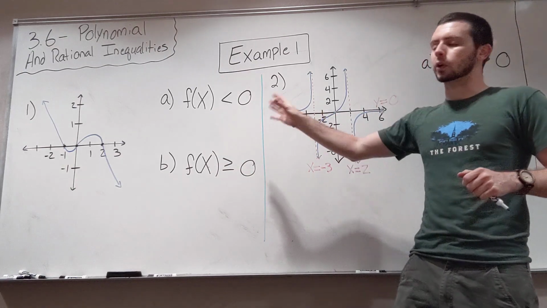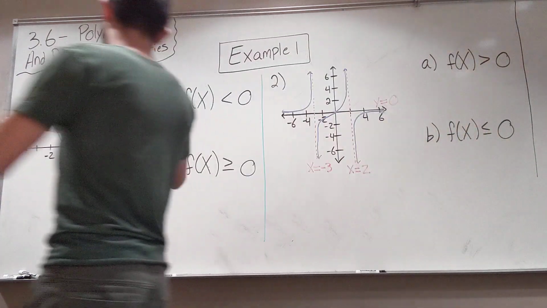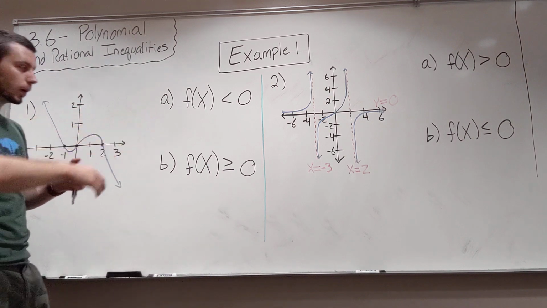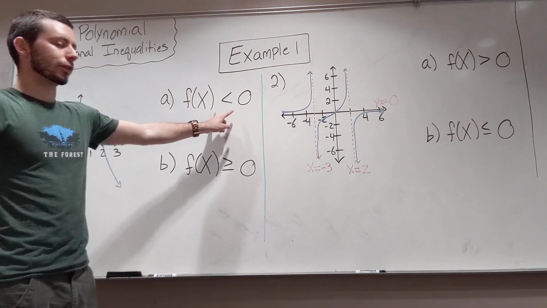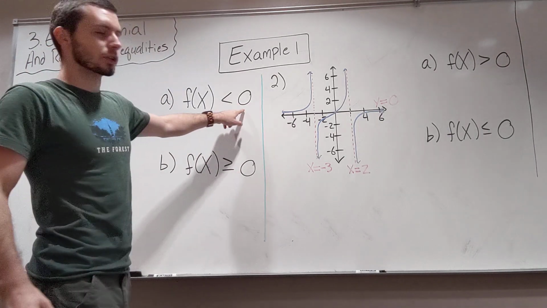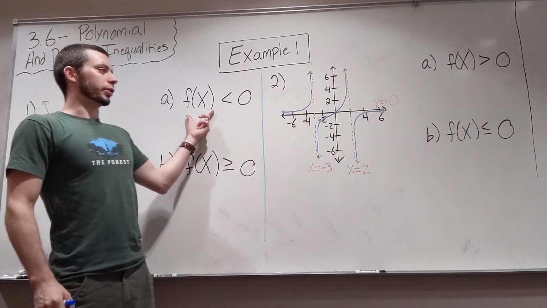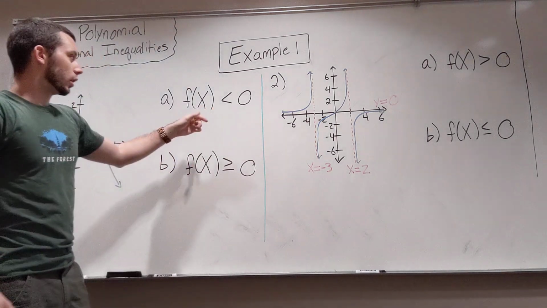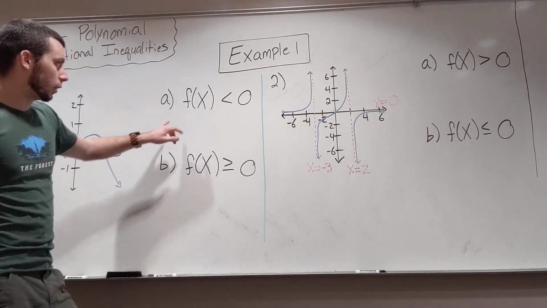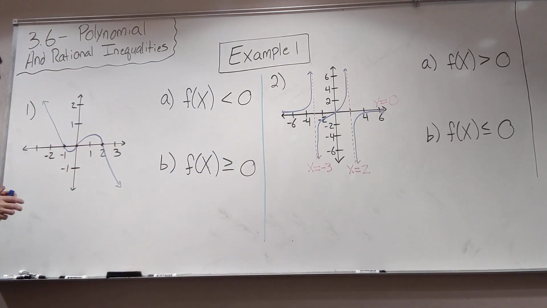So let's start off here with the graph-based problems. For this first problem, you'll notice in the class notes that these diagrams are given. The problem wants us to determine when the function is less than 0. When we're given a graph, what this is saying is ultimately what interval or intervals of the graph are underneath the x-axis. That's another way of what this is asking for.